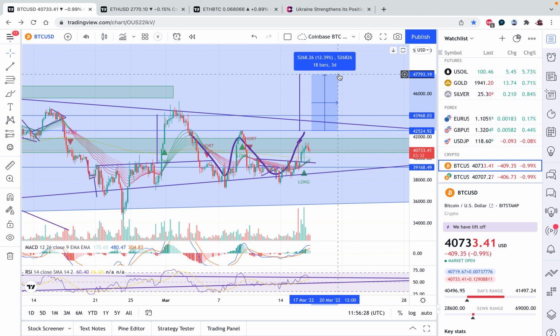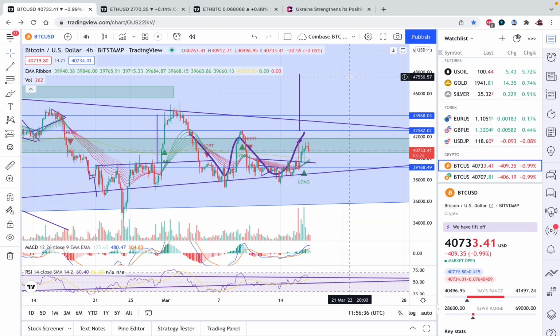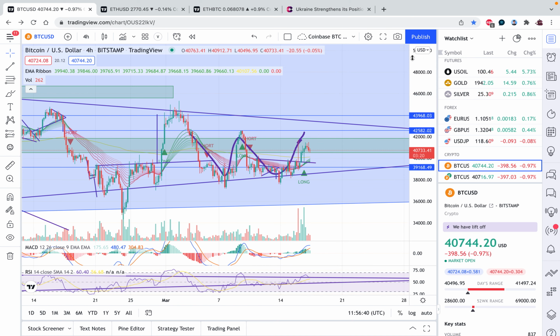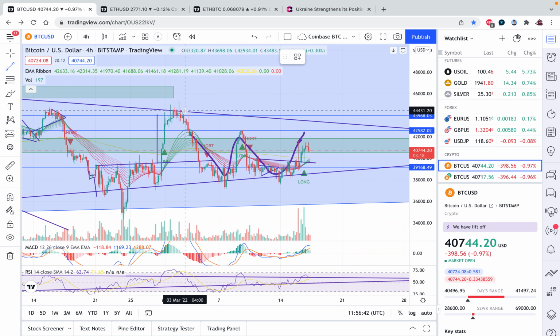If we trade the setup, then you have to wait to break out the 42.5 and a possible retest. But I've also got another. I'll delete this one, otherwise it will be a little bit too big.